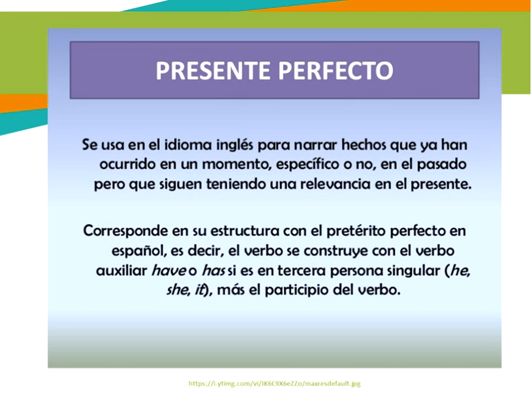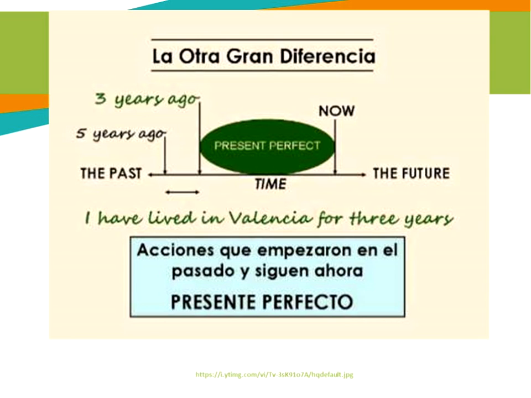In other words, the verb is built with the auxiliary verb have, or has if the subject is he, she, it, plus the verb in past participle. There's another difference. This is the moment, now. 3 years ago, 5 years ago is the past. I have lived in Valencia for 3 years. So, this is an action that began in the past and continues. So, it's not only a finished action, it's also an activity that began in the past and continues.